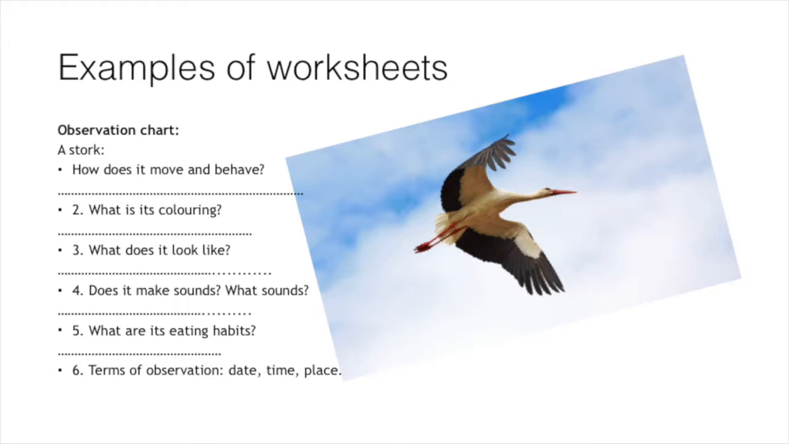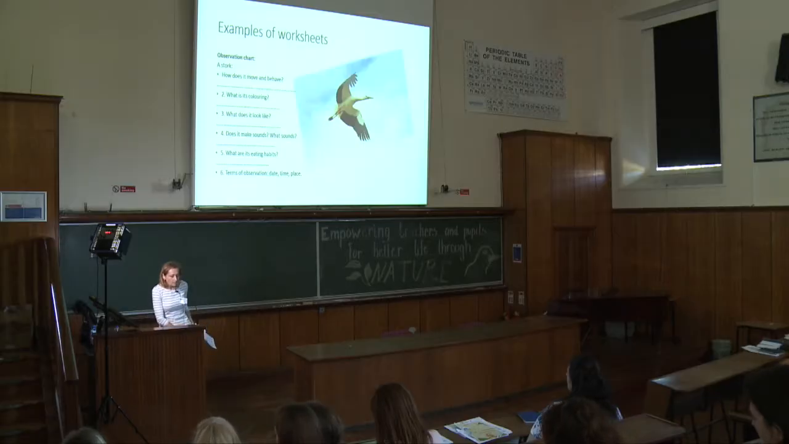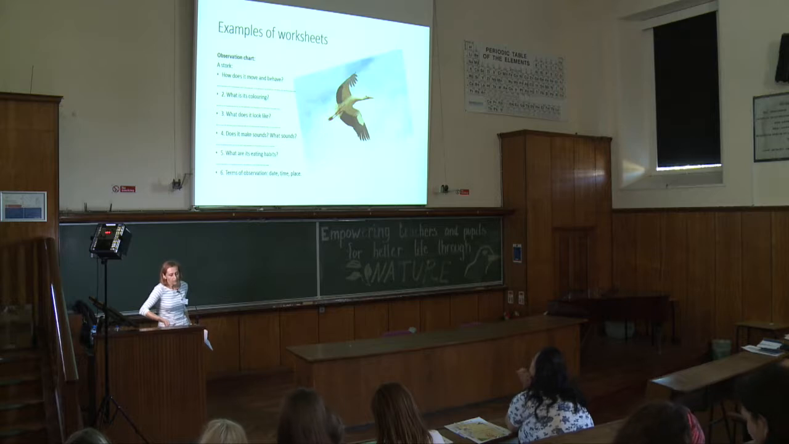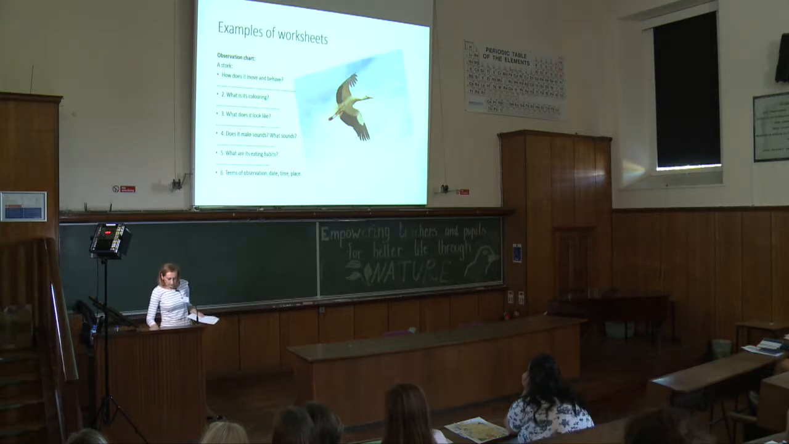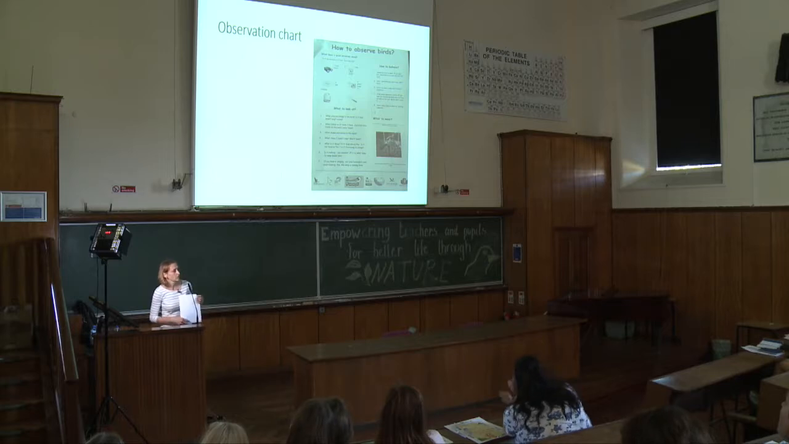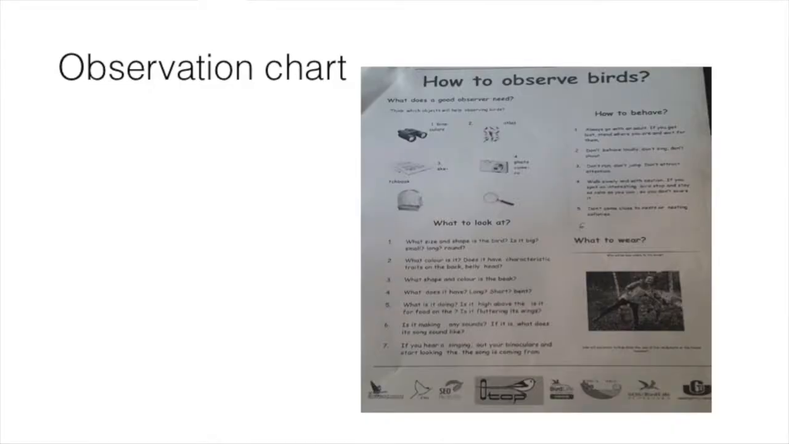The children have five questions, and they have to answer the questions, but not based on theoretical knowledge, but they have to observe birds in their environment. So you know there are five questions, various questions about the stork, for example. I have found an observation chart in your teaching materials. It is this worksheet, how to observe birds.